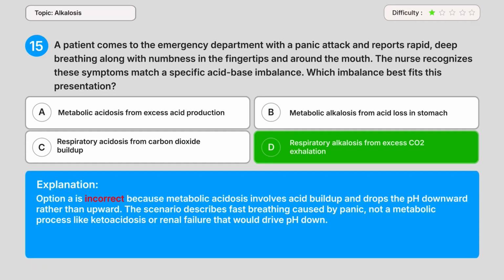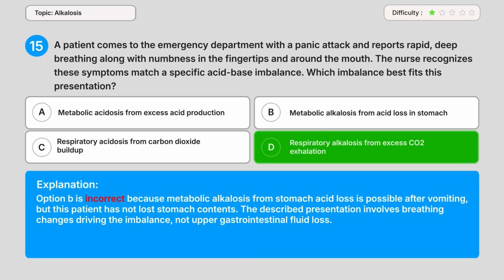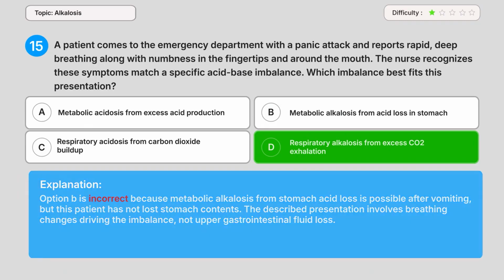Option A is incorrect because metabolic acidosis involves acid buildup and drops the pH downward rather than upward. The scenario describes fast breathing caused by panic, not a metabolic process like ketoacidosis or renal failure that would drive pH down. Option B is incorrect because metabolic alkalosis from stomach acid loss is possible after vomiting, but this patient has not lost stomach contents. The described presentation involves breathing changes driving the imbalance, not upper gastrointestinal fluid loss.